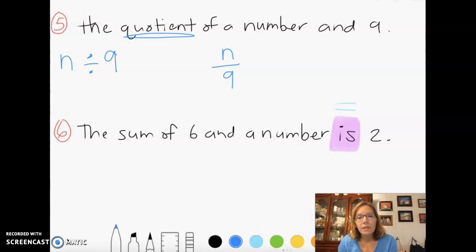Okay, so if it says the sum of 6 and a number, what does sum mean? Sum means to add. So the sum of 6 and a number, and I'll just use n for that number because I don't know what it is, remember is means equals, 2. So my problem says the sum of 6 and a number equals 2. I'm good.